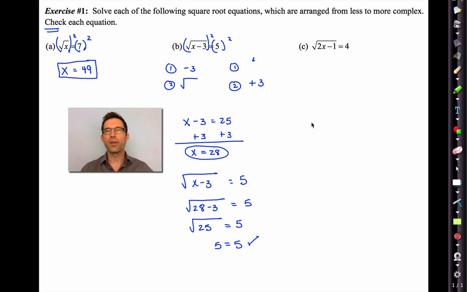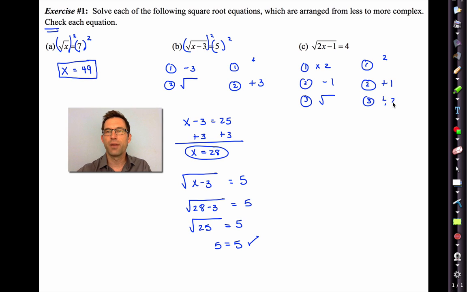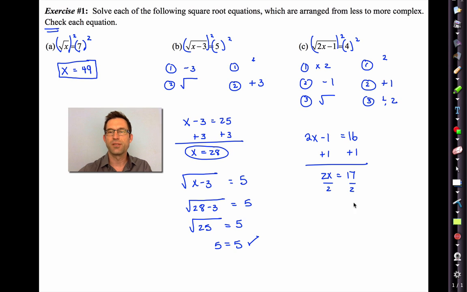The plain fact is, we've taken x and multiplied it by 2, that's here. Then we've subtracted 1, that's there. Then we've taken the square root. So to undo them, I'm going to square first, then add 1, and then divide by 2. Let's square both sides first. That gives me 2x minus 1 equals 16. Then we'll add 1 to both sides and get 2x equals 17. Divide both sides by 2 and get x equals 17 halves, or 8.5.